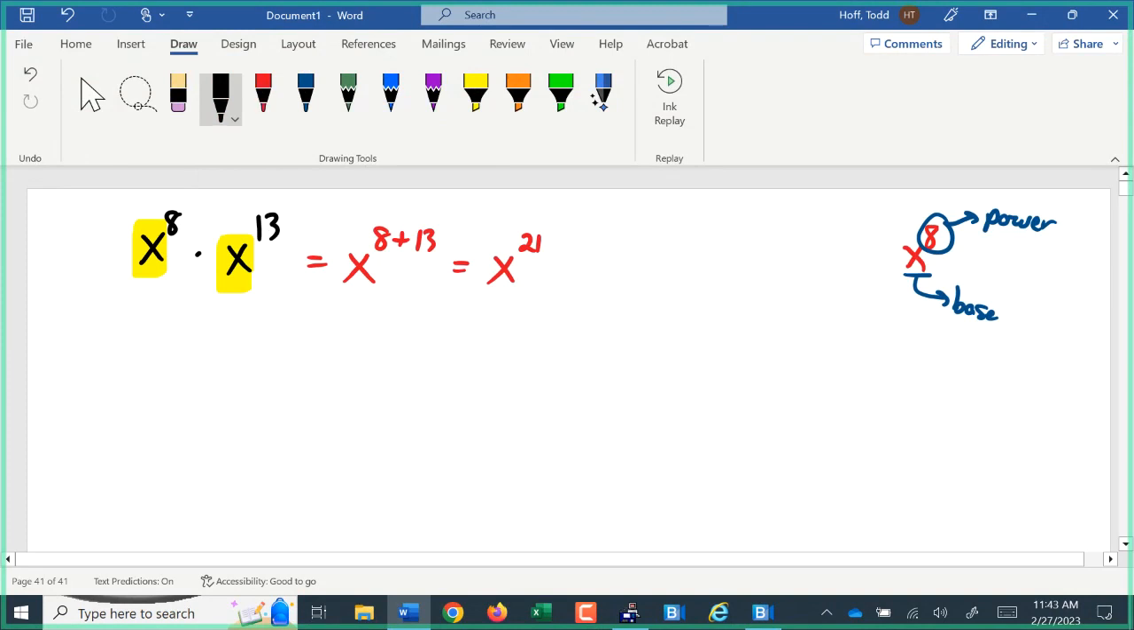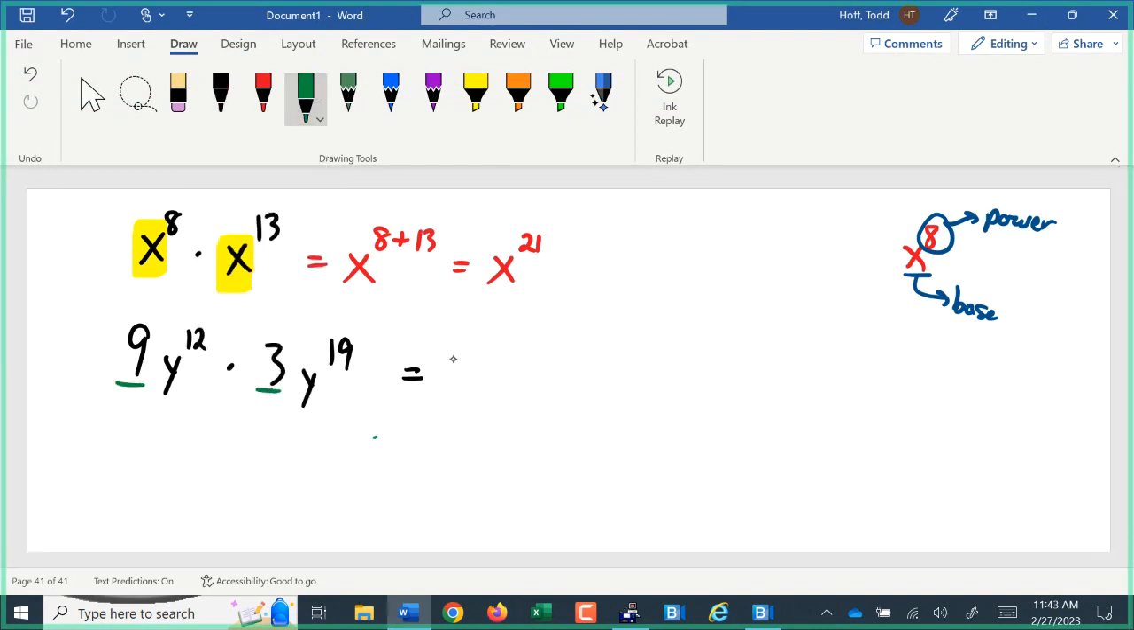And if we had variables with numbers, like 9 y to the 12th times 3 y to the 19th, we would treat it just like any other number. We would do the numbers first, the counts first. 9 times 3 is 27. And then we would do the names. Y to the 12th times y to the 19th. They both have a base of y, so we keep the base of y. And we add the powers. 12 plus 19 is 31.